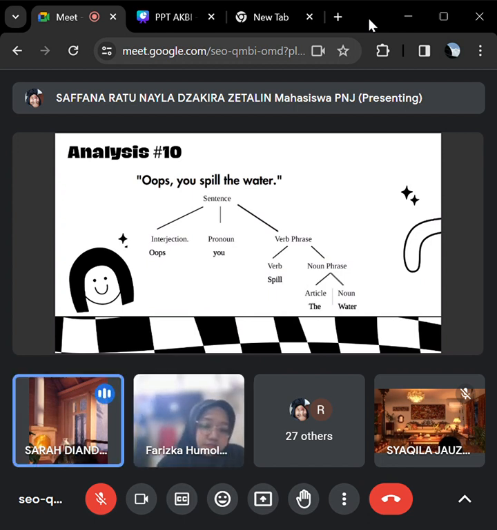Tenth analysis. Oops, you spilled the water. It consists of interjection, pronoun, and verb phrase. Oops as interjection, you as pronoun, spilled the water as a verb phrase, with spilled as verb, and the water is noun phrase with the as article and water as noun.